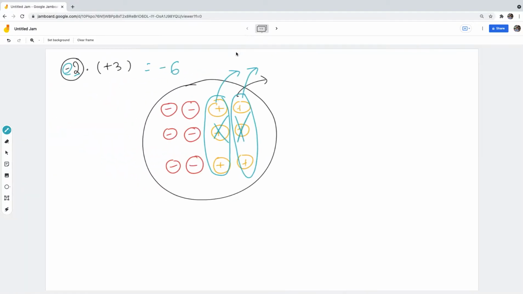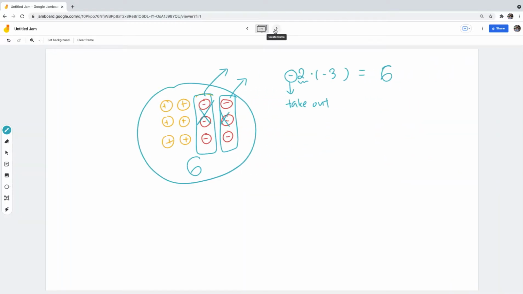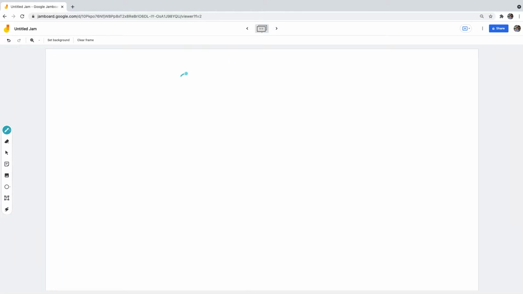In the previous one, we did negative 2 times positive 3 as negative 6, right? Then we can continue doing the same thing. What if we are doing 2 times positive 3? We already know how to do that. How about 2 times negative 3? I'll need to think about that.